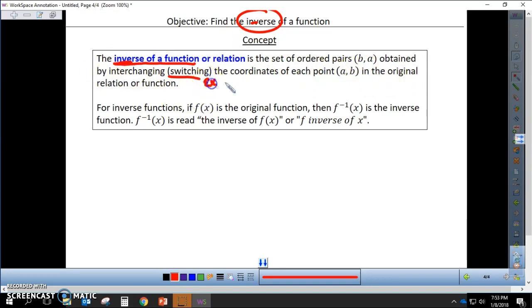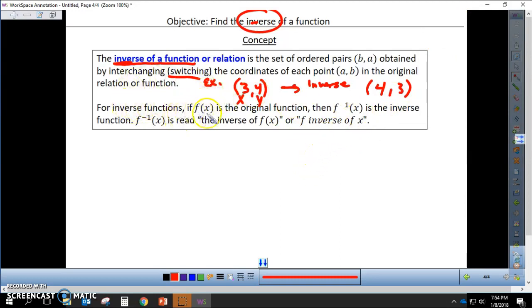So a basic example of this would be if I have (3, 4). This is my original relation. Now the inverse of this ordered pair is you just switch them. The x becomes the y and the y becomes the x. So now (3, 4) turns into (4, 3). That's basically it. How do you find an inverse? Switch x, switch y. Domain becomes range, range becomes domain.